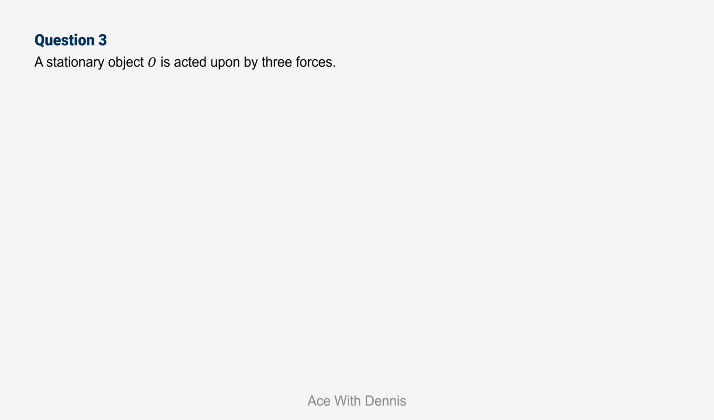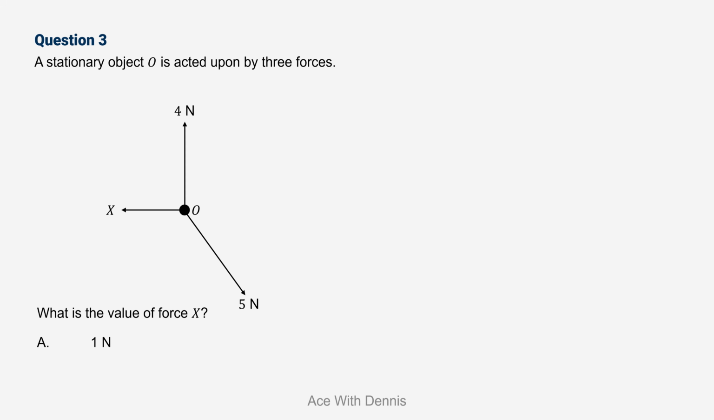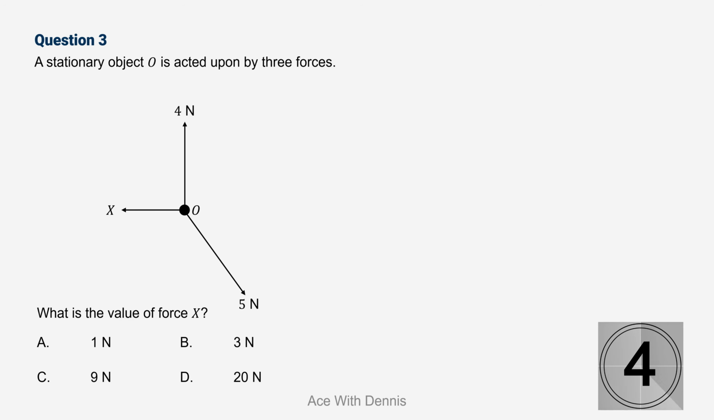Question 3. A stationary object O is acted upon by 3 forces, as shown in this diagram. What is the value of force X? A. 1 Newton, B. 3 Newtons, C. 9 Newtons, or D. 20 Newtons. The answer is B. 3 Newtons.